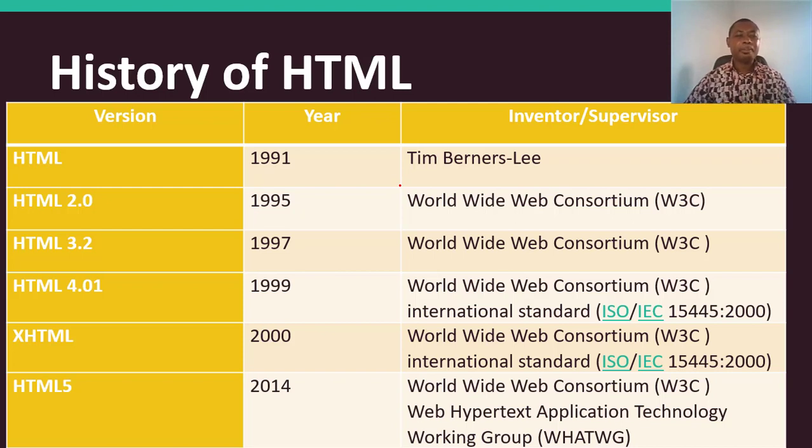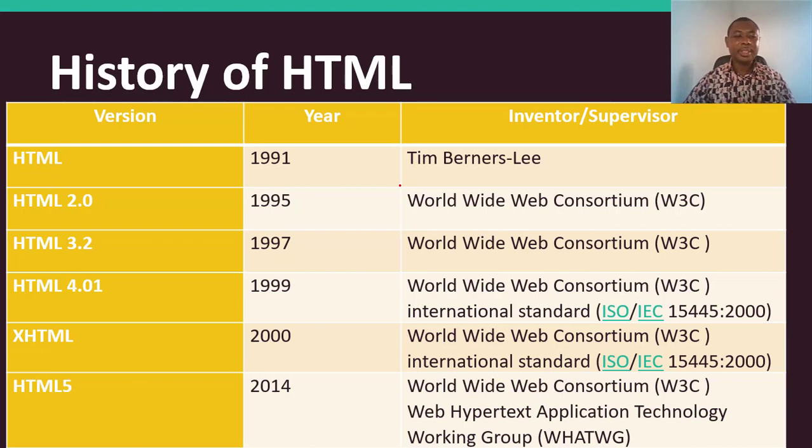History of HTML. In 1991, Tim Berners-Lee came with HTML 1.0. He was working in a lab and he wanted computers to communicate with one another. He came out with the HTML language to actually display the content about the communication between the computers. By 1995, the World Wide Web Consortium, W3C, came with HTML 2.0. By 1997, HTML 3.2 also came about.